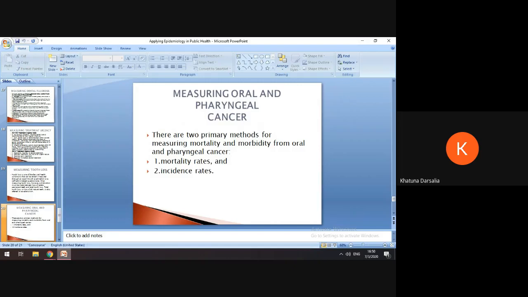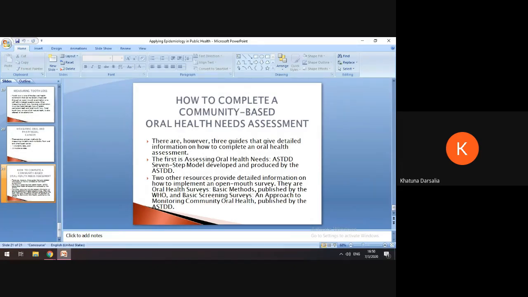Now, how to complete a community-based oral health needs assessment. Also, we describe the basic information on dental indices and other measures of oral health, and it doesn't provide detailed information on how to complete an oral health survey. Planning and implementing a comprehensive community-level oral health survey is an arduous task that is beyond the scope of this text.